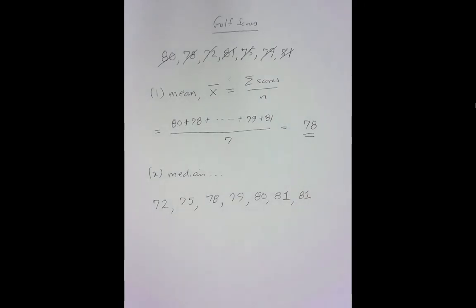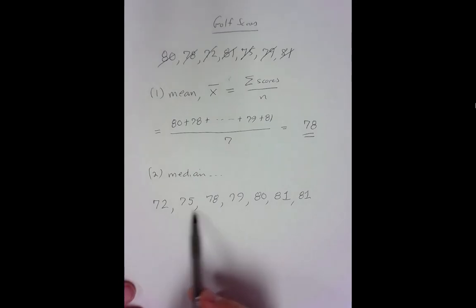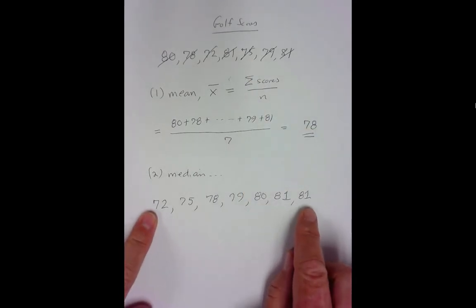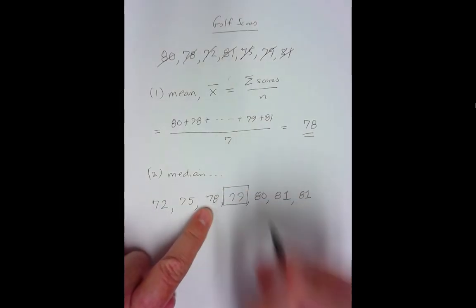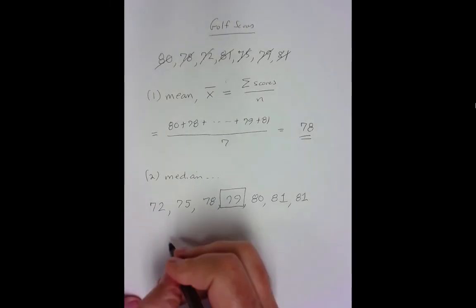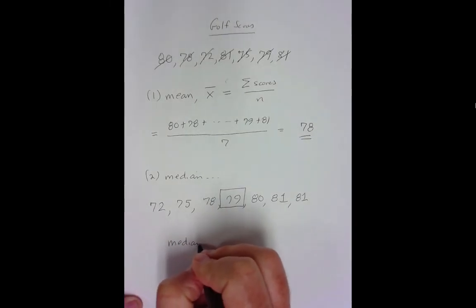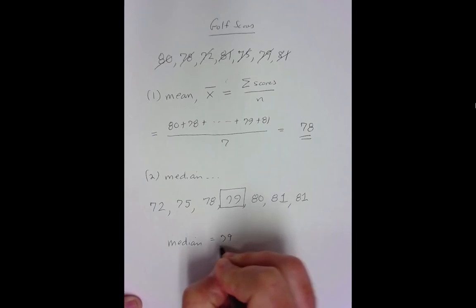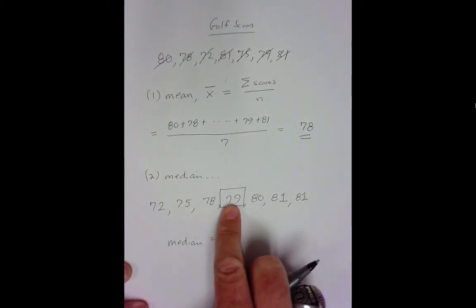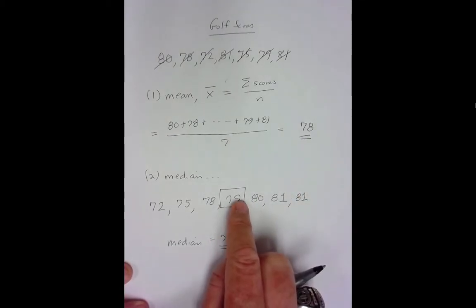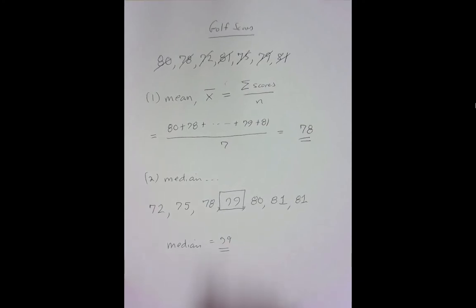That's why it's always good to go through and count and make sure you got the same number of numbers that you had when you started out. Now the median, all I got to do is just count to the center, and I can see the 79 is smack dab in the center. So the median of my golf scores would be 79. So half the time I shoot 79 or higher, half the time I shoot 79 or lower.